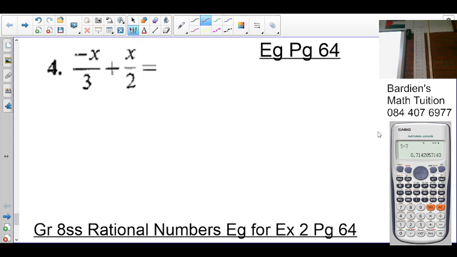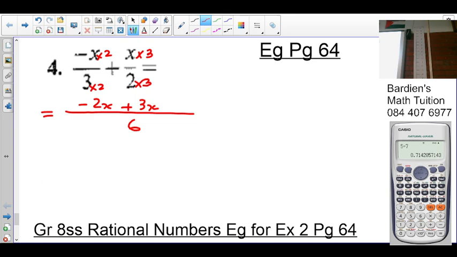So you're saying the LCM is 6, not so? So 3 multiplied by what is 6? 2. 2 multiplied by what is 6? Okay. So what's negative x times 2? Negative 2x. Plus, what's 3 times x? So x times 3? 3x.